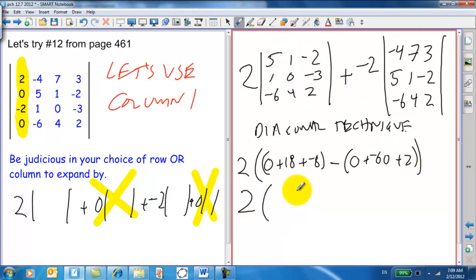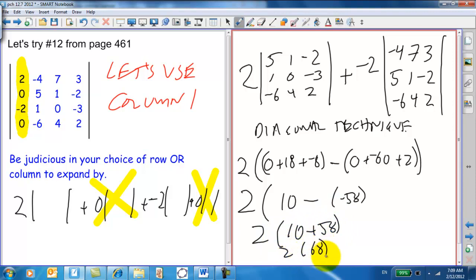Okay, so let's just figure out this one. That's 10 plus the opposite, minus negative 58. So it's 2 times 10 plus 58, 2 times 68 is 136. Not quite done yet, though, because we have the negative 2 here as well.